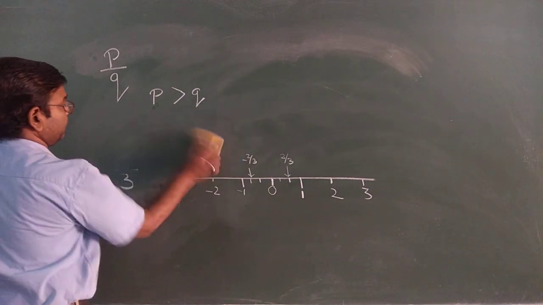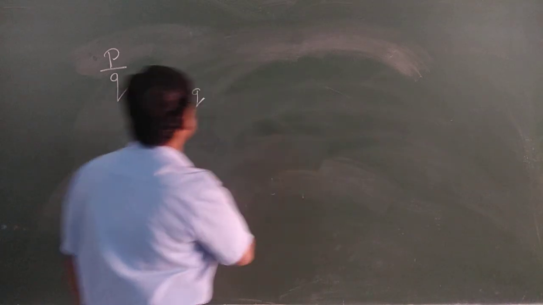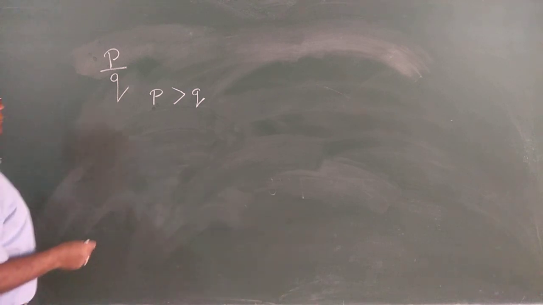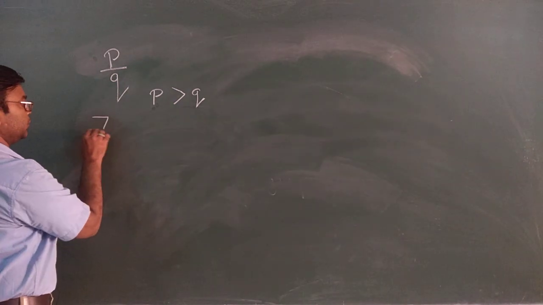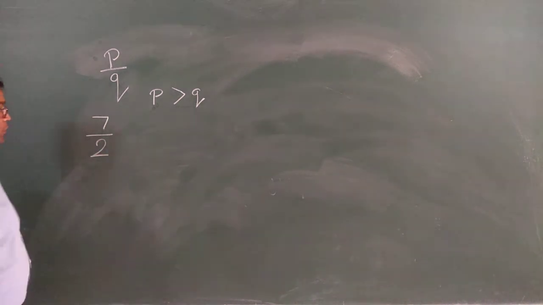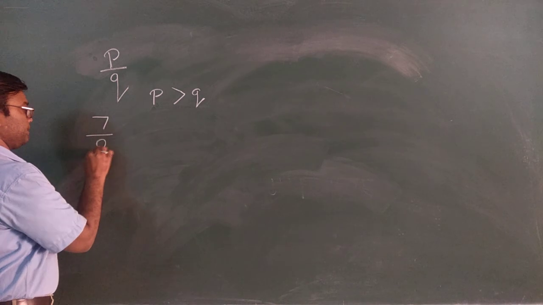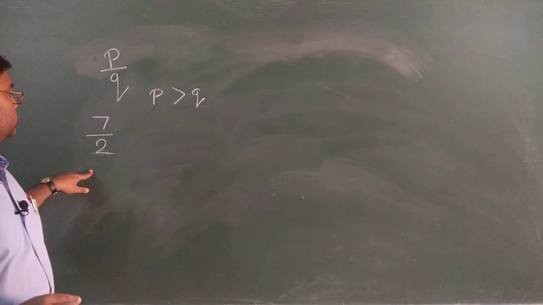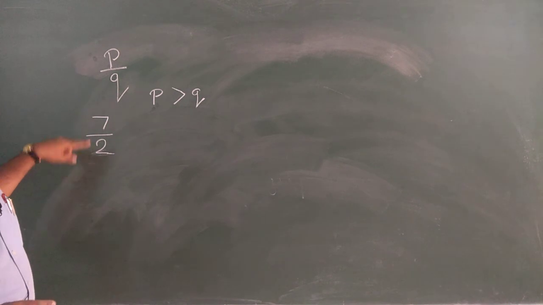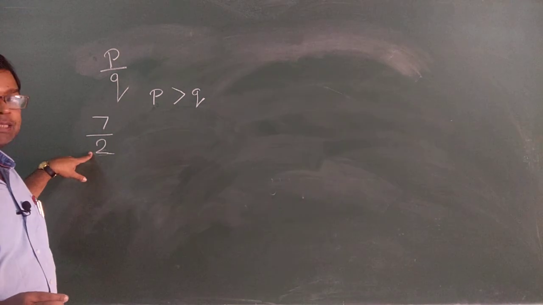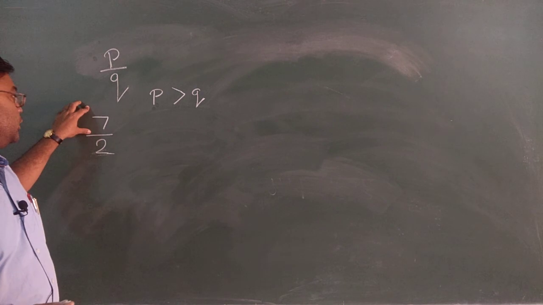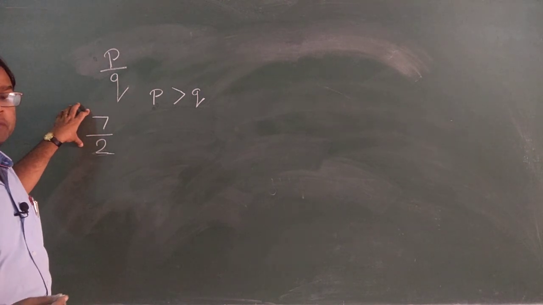Second part is when P is greater than Q. In this case, suppose we have a number 7 upon 2. Clear? For this type of condition, Q means your denominator is smaller than the numerator, so we have to check by dividing and finding the decimal part.